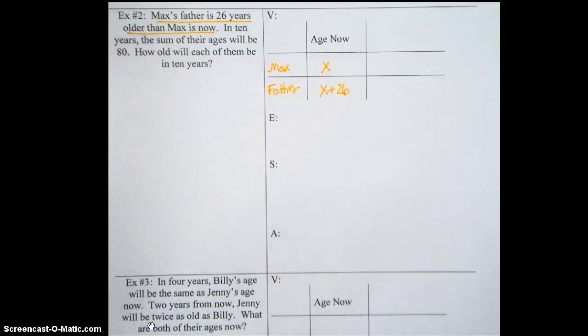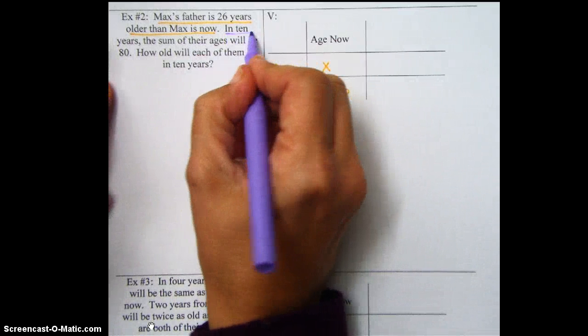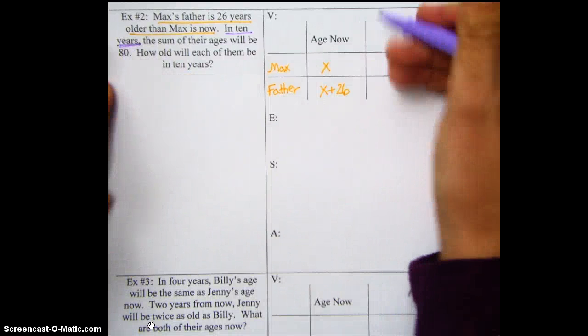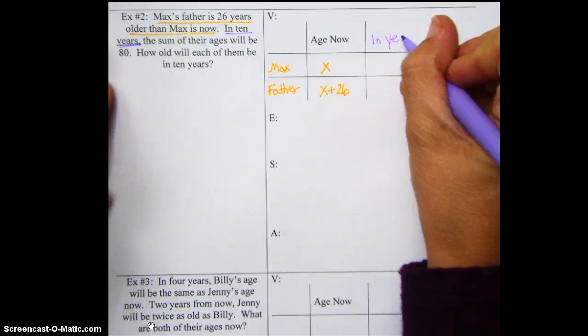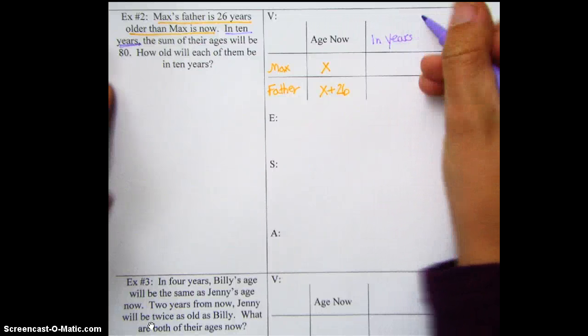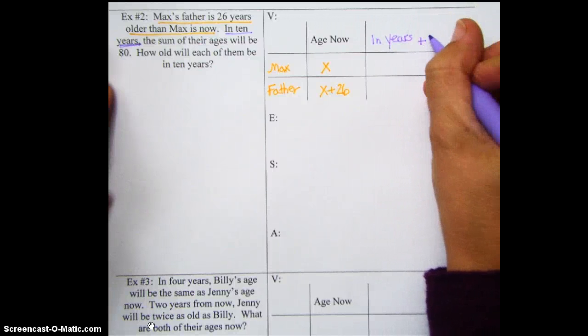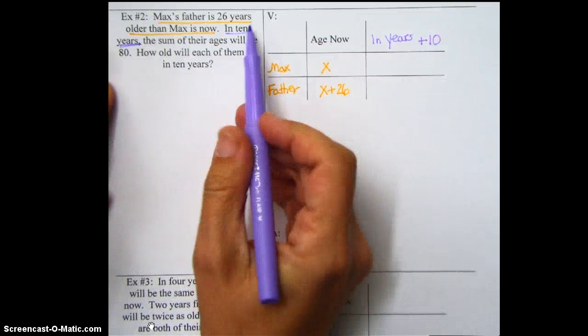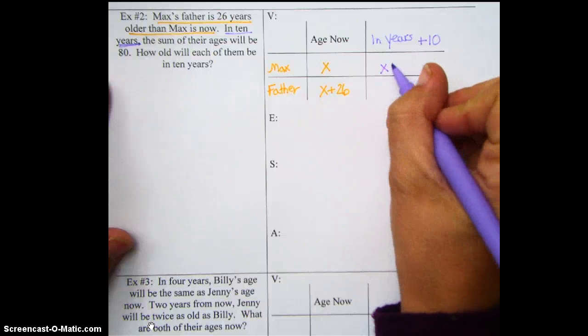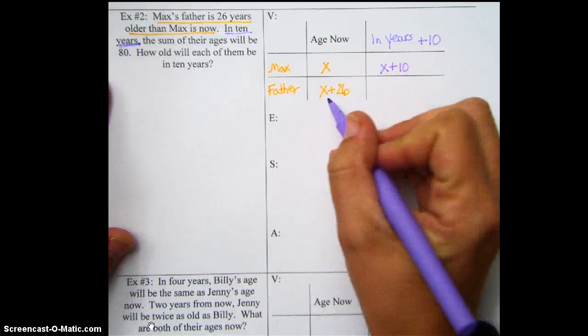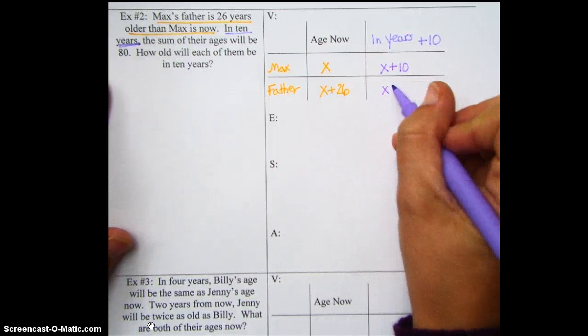The next little part of the sentence says in 10 years. So at that point, we're going to stop and fill out the rest of our chart. Whenever it's in something years, that means you're going to have a plus. So we have plus 10 because it says 10 years. If we add 10 onto Max, we get X plus 10. If we add 10 onto the father, we get X plus 36.